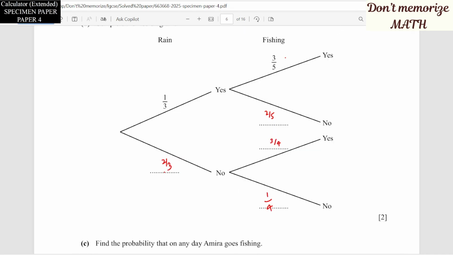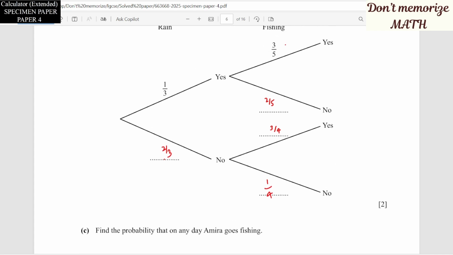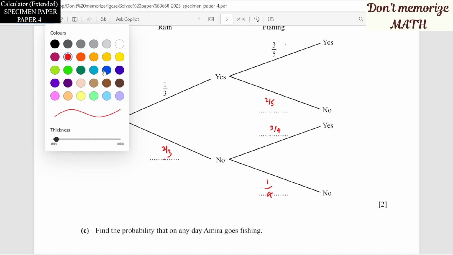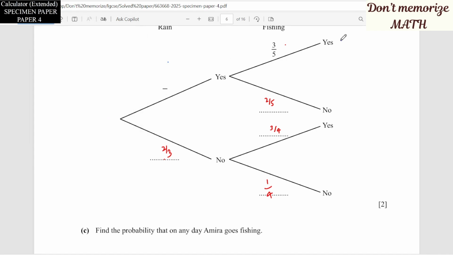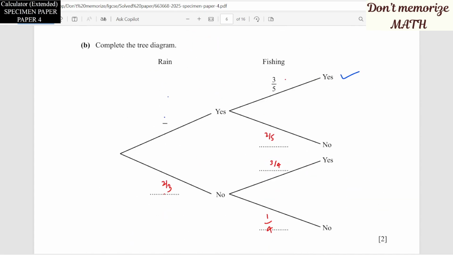Then find the probability that on any day Amira goes fishing. Any day means whether it is raining or not raining, she has to go fishing. What was the number here? I don't know what happened. It is 1 over 3. I will just write here 1 over 3. Something is happening with this 1 over 3, so let it be there like that.